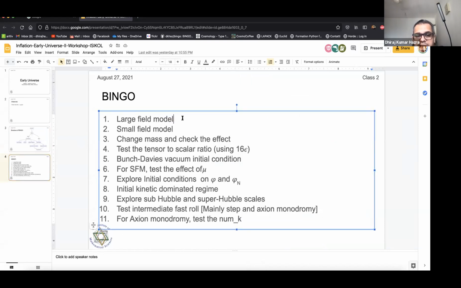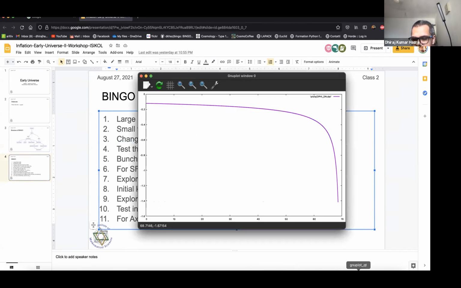Now let me open this one and see what we plan to do. We are working with the large field model, right? Then we'll change the mass and check the effect. Then we'll go to the small field model. Let me go to the GNU plot. Guys, please ping, because if you are able to do it, then I'm going to move with a slightly higher pace. Okay, got the plots. Good.